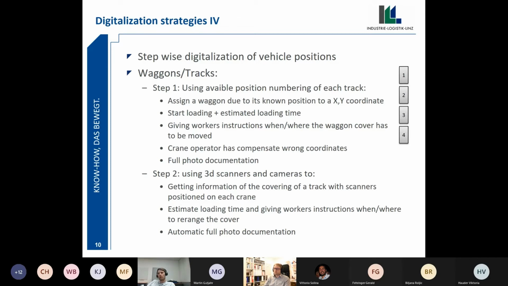Also here we have to do a full photo documentation, and in the next step one of our goals is to do this photo documentation fully automatically, and also to get the covering of the wagons and the exact positions of the wagons via scanner, and therefore know the exact position in the warehouse. Also, the estimated loading time will be calculated, and the instructions to the workers on how to rearrange the covers of the wagons. This is a mainly manual process, so we have no opportunity to do that in an automatic way.